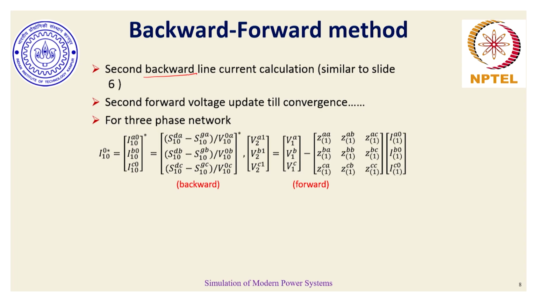So similarly, we can find the backward current in the next iteration or recursion, and similarly we can find the second forward voltage, and this repeats till convergence is reached.